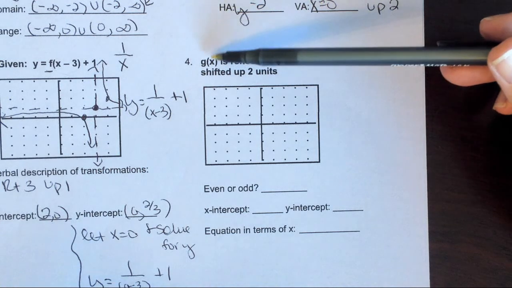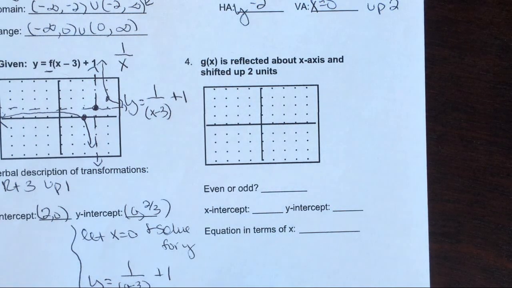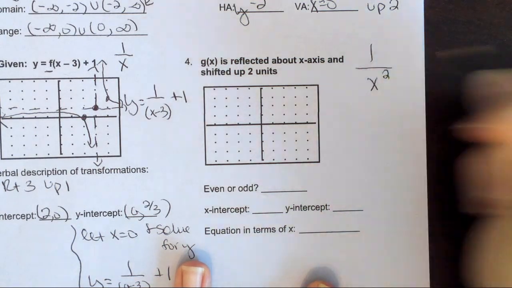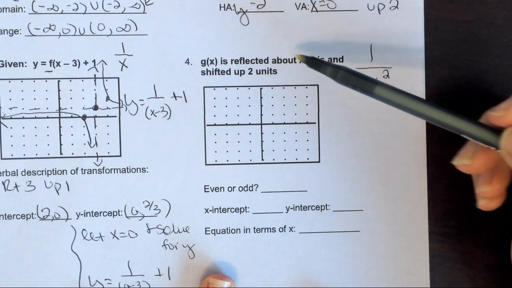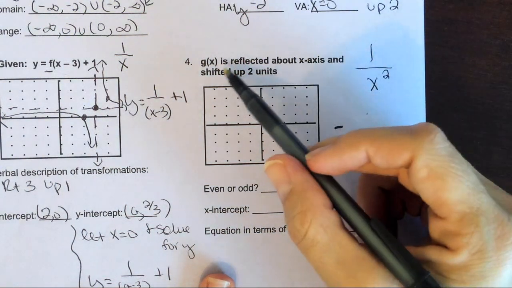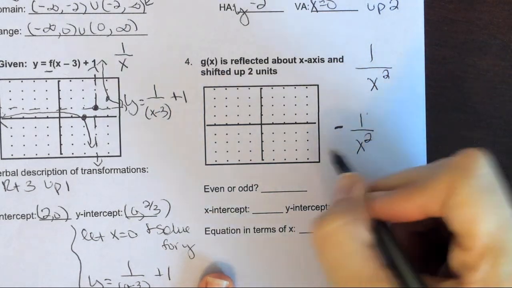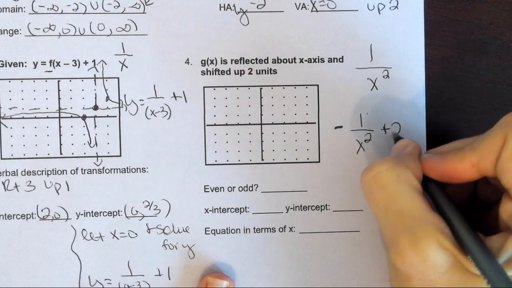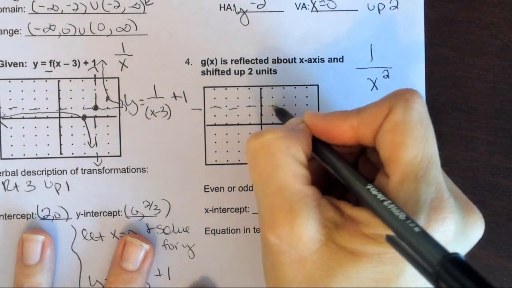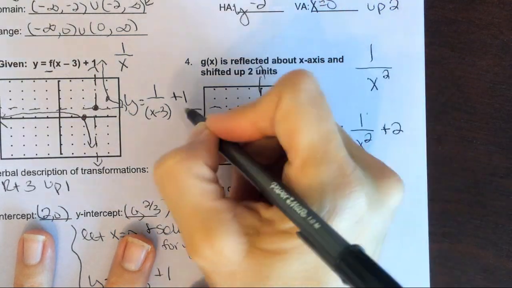So on number 4, it says g of x is reflected about the x-axis and shifted up 2. So the g of x function, I remember, is my x squared. They just said that we're going to reflect about the x, so I know it's going to be a negative. And it says I'm going to go up 2. So I'm not going to go left and right at all, so I don't need it in parentheses, but I am going to go up 2. So I'm going to go up 2 and draw my new asymptote.